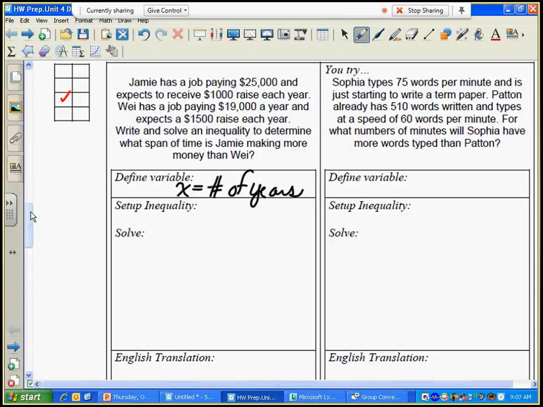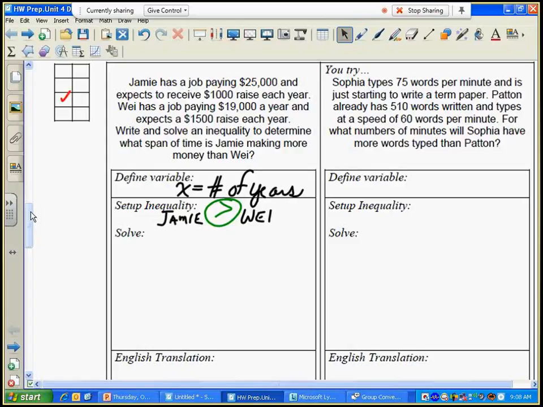Okay. As we set up this inequality, we're going to have one expression for Jamie and one expression for Wee. And then we've got to figure out, do they want Jamie to be more than or less than Wee, and so forth. If they say in their question, what span of time is Jamie making more money than Wee, then we should expect the inequality to be saying that Jamie is greater. Okay, so let's come up with an expression for Jamie.